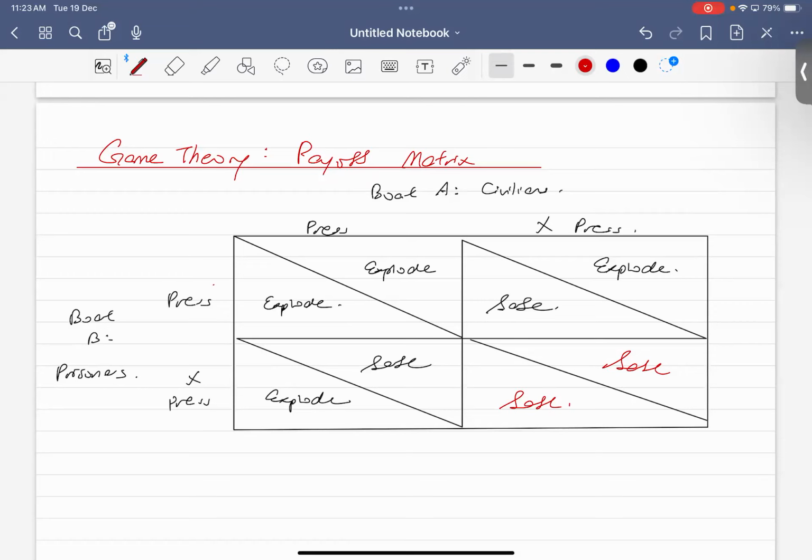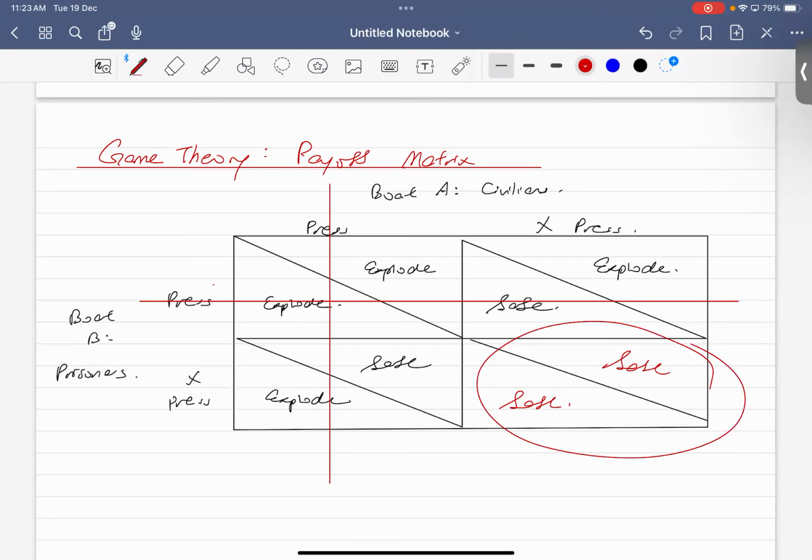They might say that, oh, don't worry, I won't press, but actually they press. So therefore the dominant strategy is both boats will choose to press. But when they both choose to press, it ends up as the prisoner's dilemma, because both will get exploded when both press together. But if both can collude, then they will end up at this situation. So that's only if they can collude.